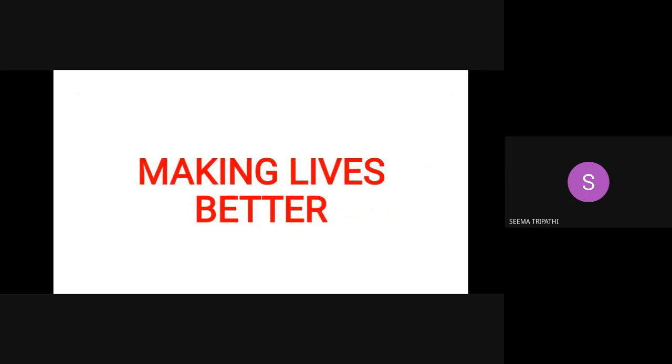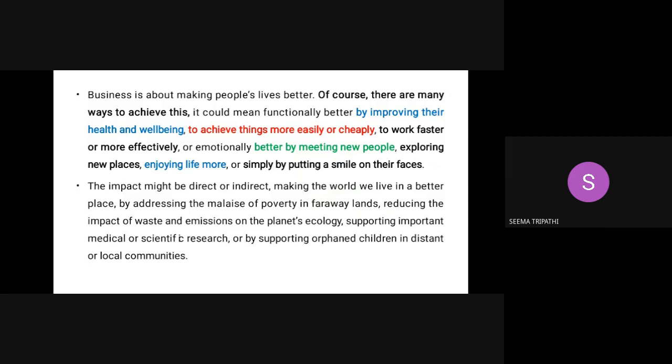Clear? So what we have to do as a business, we have to make the people's lives better, my dear. Clear? There are different ways, I told you, that you can improve the health of the people. Clear? Or we can say achieve things easily or cheaply. Clear? Or we can work faster and more effectively. And you can get it through by meeting new people, exploring new areas. Clear? New arenas, or simply putting a smile on the faces of the customers. Clear? So you have to take consideration for all that carbon dioxide emissions, methane emissions. Clear? As a manager, you have to do it.